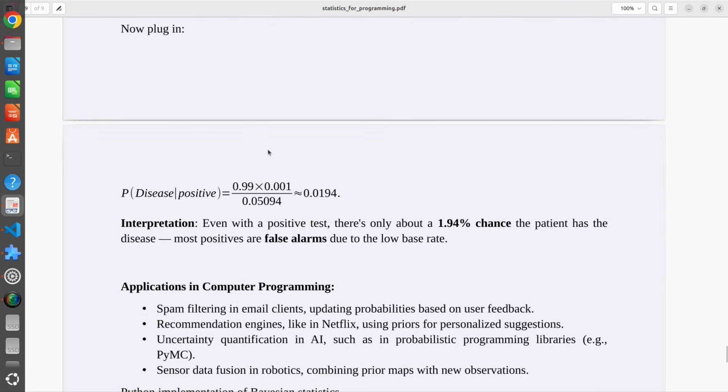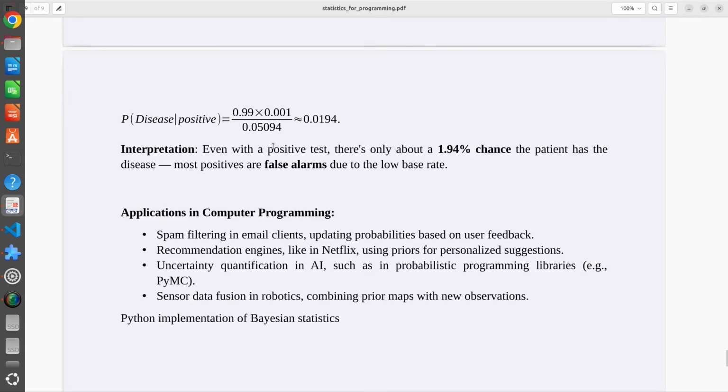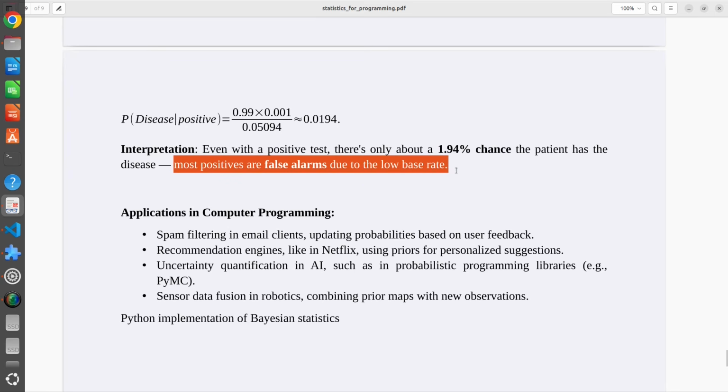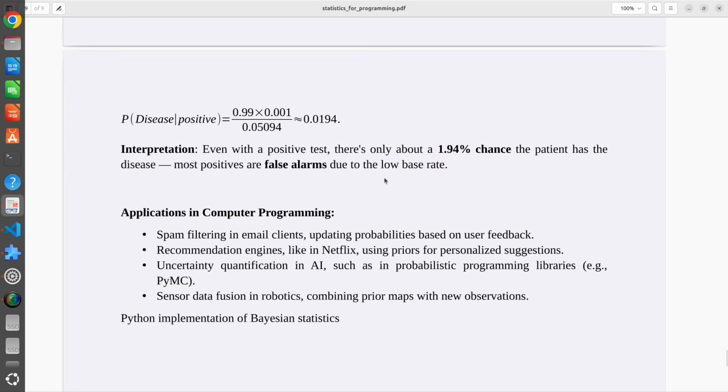So when we plug in all the numbers, we will be able to get the probability of having a disease given the positive result is 0.0194. Okay, so that is the meaning of using the Bayes theorem. So let us see how we can interpret the result. So even with a positive test, there is only about 1.94% of chance that the patient has the disease. So it means that most positive results are false alarms due to the low base rate. Okay, so it means that the positive result coming from the test isn't so reliable.